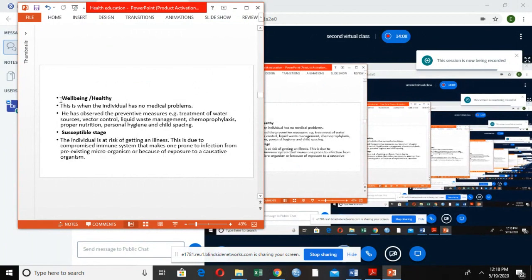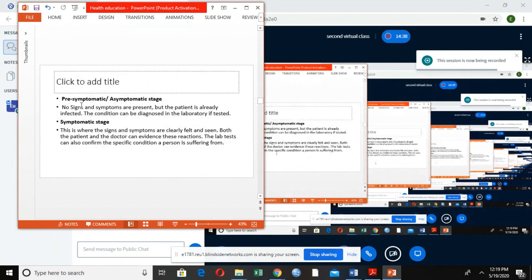So we have these stages of well-being. This is when the individual has no medical problems, and has observed the preventive measures, e.g. treatment of water sources, vector control, etc. Then we have the stage of susceptibility. The individual is at risk of getting an illness. This is due to a compromised immune system that makes one prone to infection from a pre-existing microorganism, or because of exposure to a causative agent or organism.